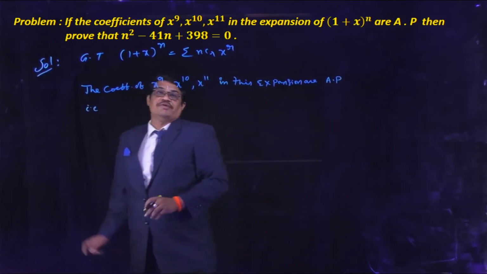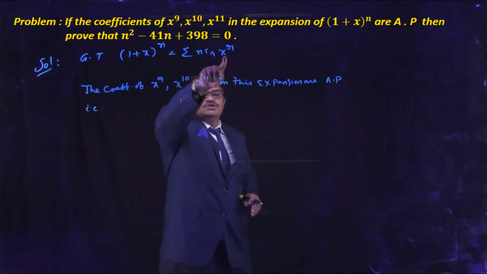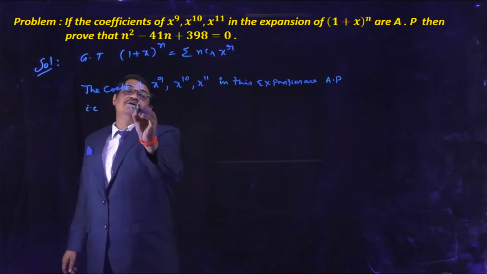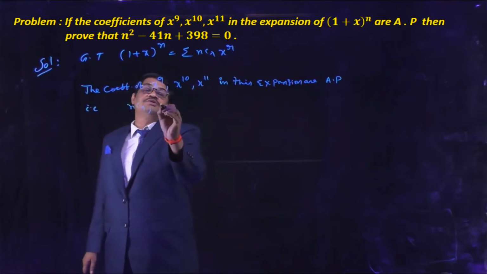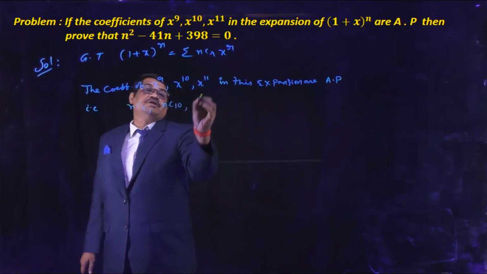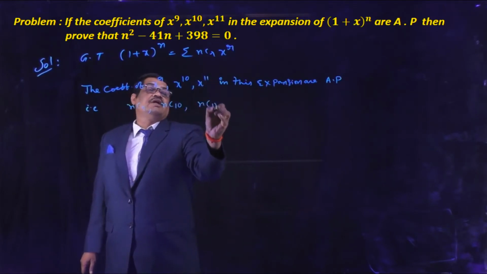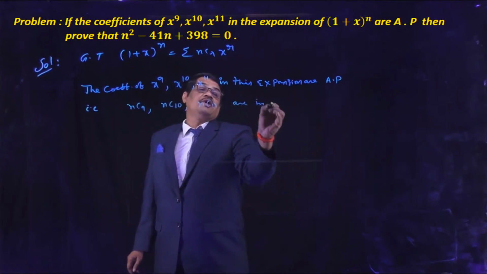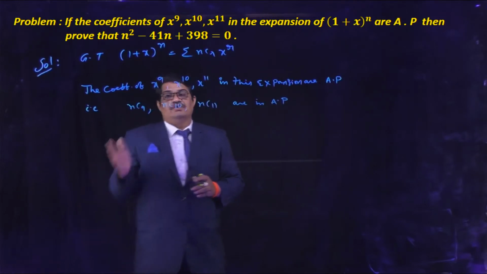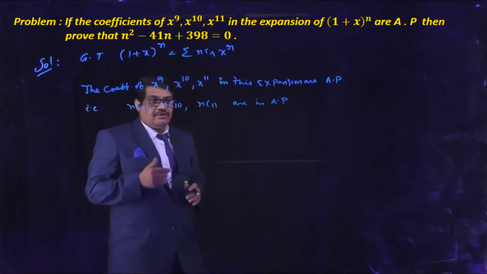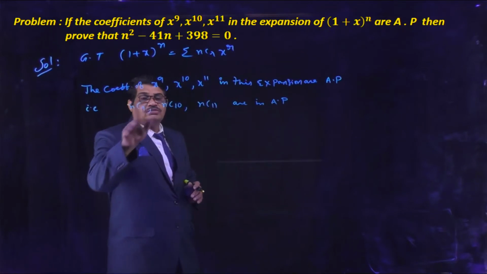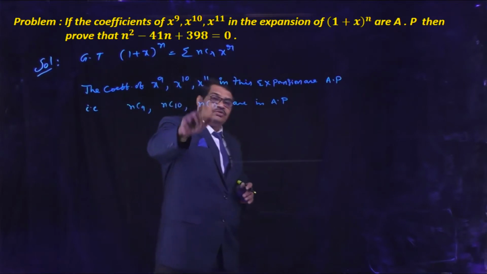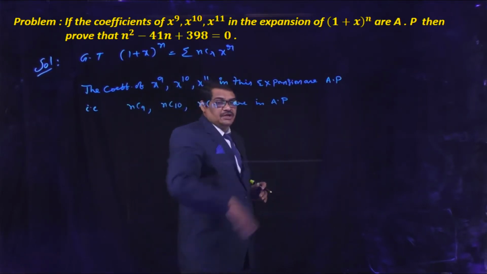What is the coefficient of x to the power of 9? For the x to the power of 9 coefficient, r is 9, that is nC9. The x to the power of 10 coefficient is nC10, and the x to the power of 11 coefficient is nC11. These terms are in AP.